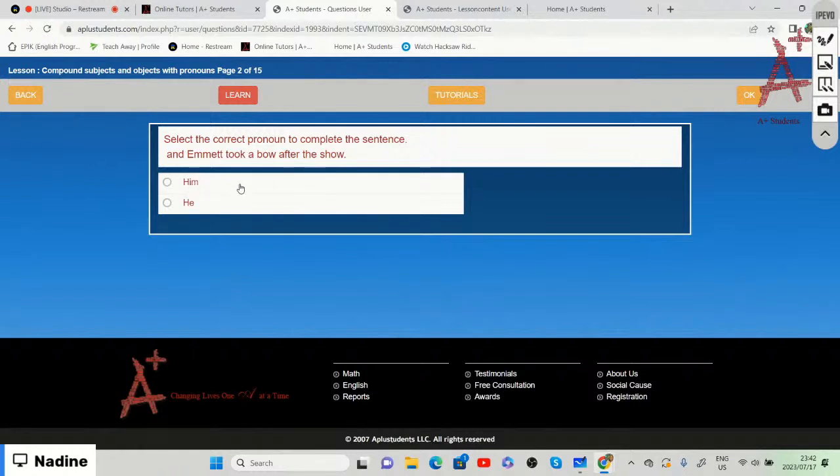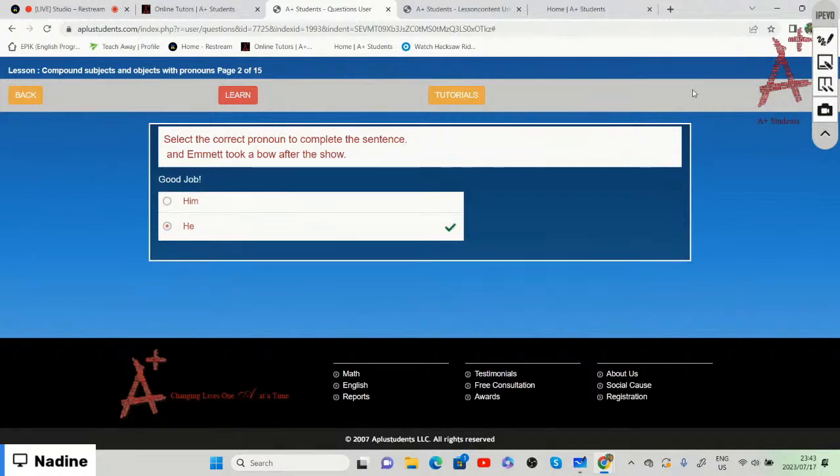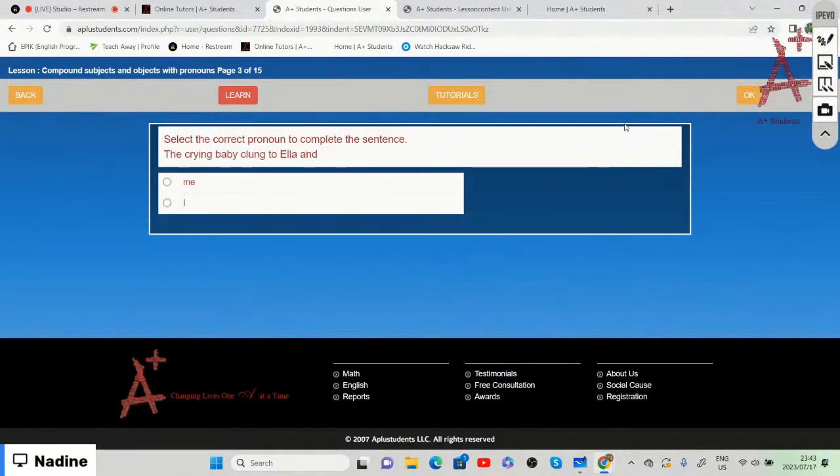Him and Emmett took a bow after the show, or he and Emmett took a bow after the show. You need to choose the correct pronoun. In the previous one, if you said she, then that is correct. All right, so he, and he being the subject pronoun within that sentence.